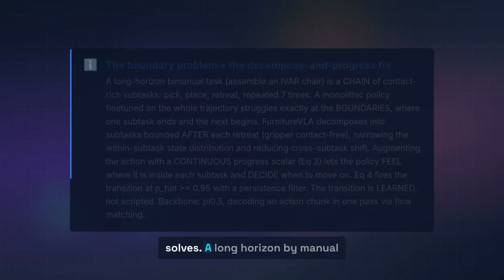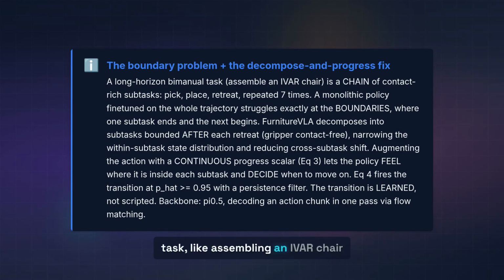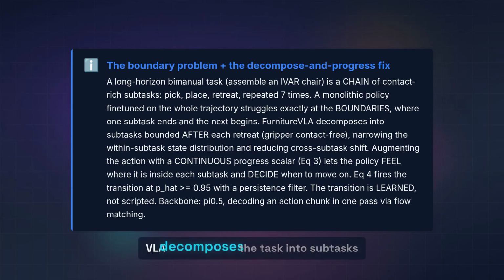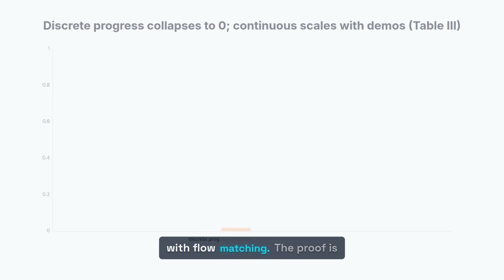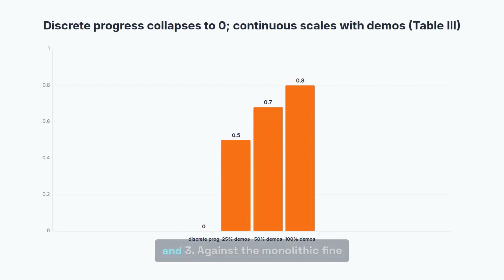The problem this solves. A long horizon bimanual task, like assembling an IVAR chair, is a chain of contact-rich subtasks: pick, place, retreat, repeated 7 times. A monolithic policy fine-tuned on the whole trajectory struggles exactly at the boundaries, where one subtask ends and the next begins. FurnitureVLA decomposes the task into subtasks bounded after each retreat, when the gripper is contact-free, which narrows the within-subtask state distribution. Augmenting the action with continuous progress lets the policy feel where it is inside each subtask and decide when to move on. The backbone is pi 0.5, decoding a chunk of future actions in one pass with flow matching. The proof is in the ablations on tables 1 and 3.